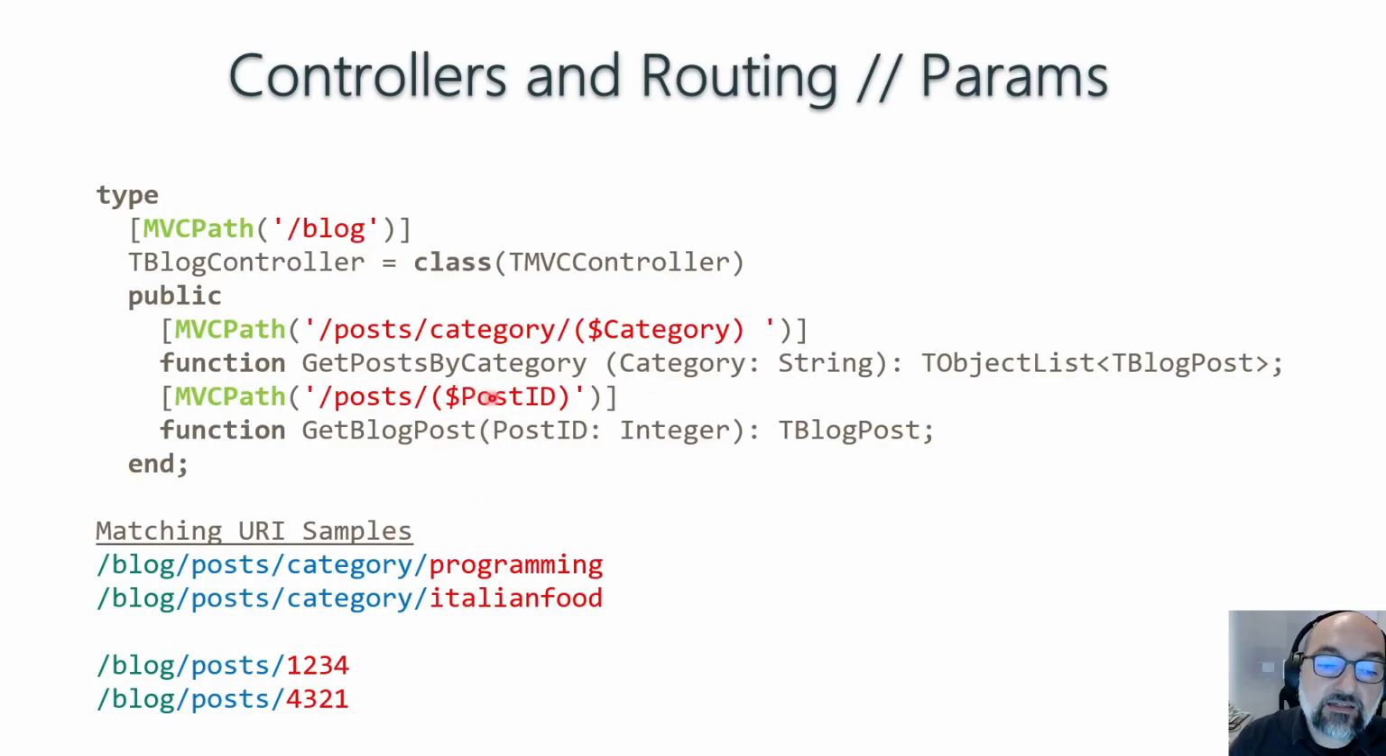In this case, I'm doing the same thing, but using the post ID. So the URL that is actually called, which actually calls this action, is /blog/post/1234, for example. And here, the post ID parameter will have the value 1, 2, 3, 4. This is how the basics of routing work.